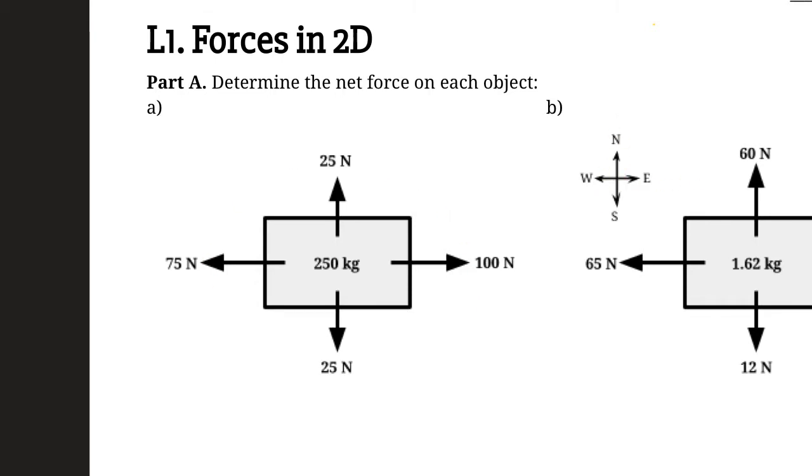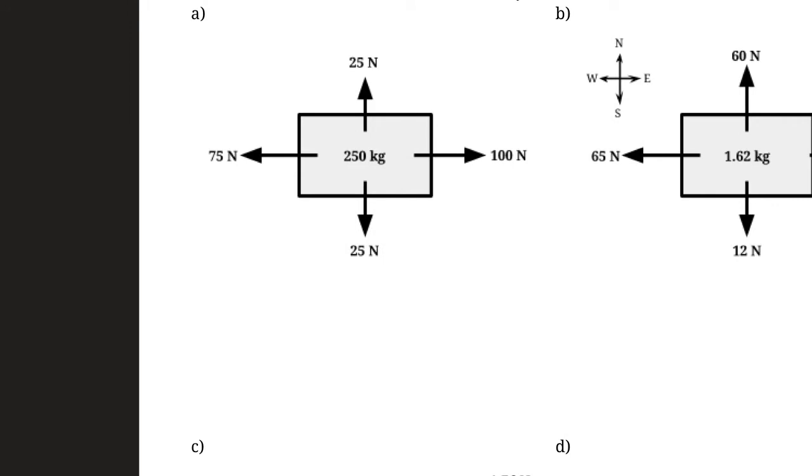So if there's a force on this 250 kilogram object, one going up, one going down, one going left, one going right, what is the net force? You should be able to see what the net force is fairly quickly. You should see maybe that this 25 and this 25 are going to balance each other out. So the net force in the north-south direction is going to be 0. And then we can see in the east-west direction, the force going to the east is 25 newtons more than the one to the west.